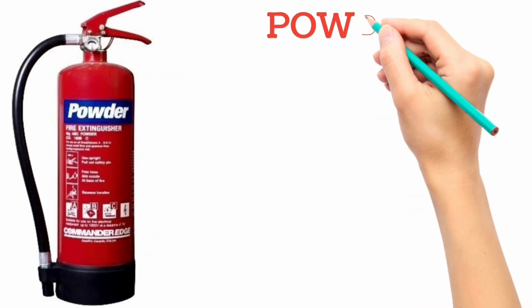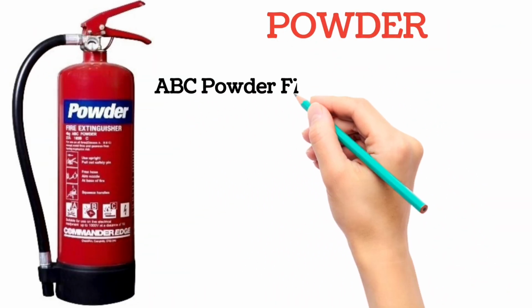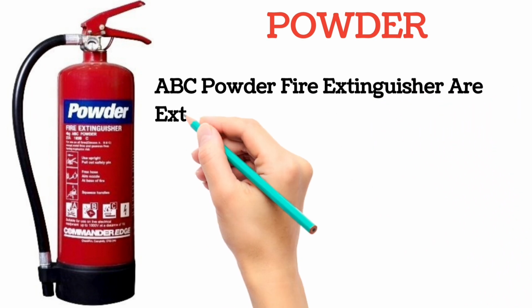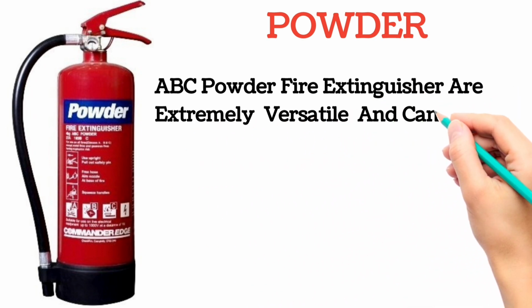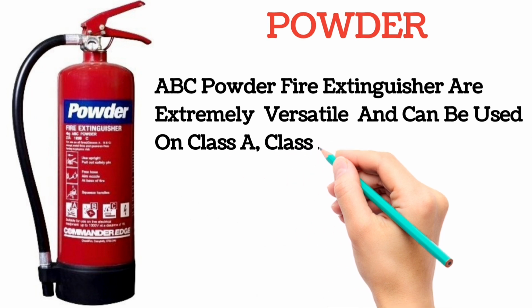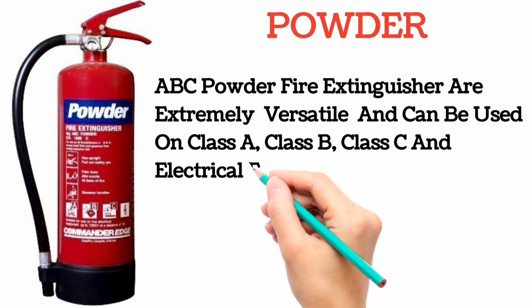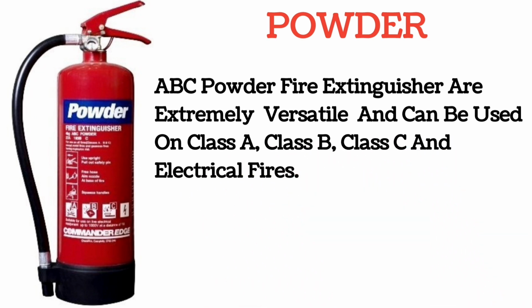The powder: ABC powder fire extinguishers are extremely versatile and can be used on Class A, Class B, Class C, and electrical fires.